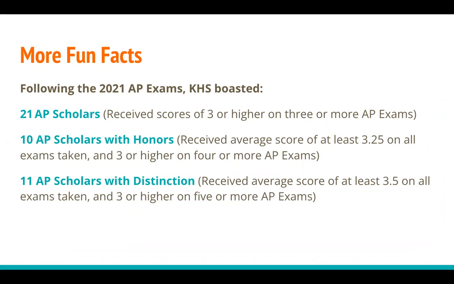And then 11 students made it to AP Scholar with Distinction. That means they averaged at least a 3.5 on all the tests they've taken, and scored a 3 or higher on 5 or more AP exams. We do have some students that reach 10, 11, 12 AP exams by the time they graduate from high school.